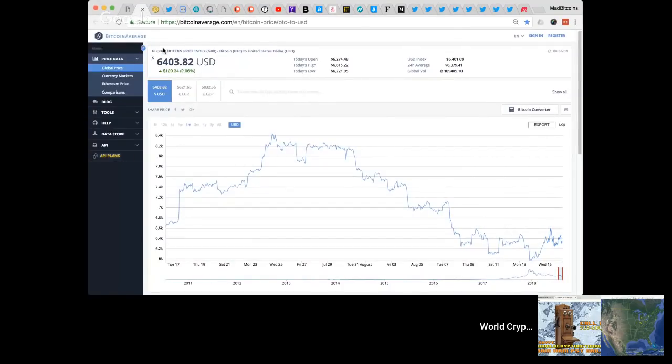The price of Bitcoin is up 2.06% in the last 24 hours, with a last of 6,403, a high of 6,615, and a low of 6,200.